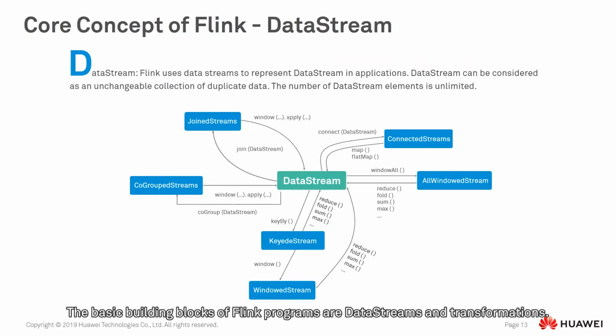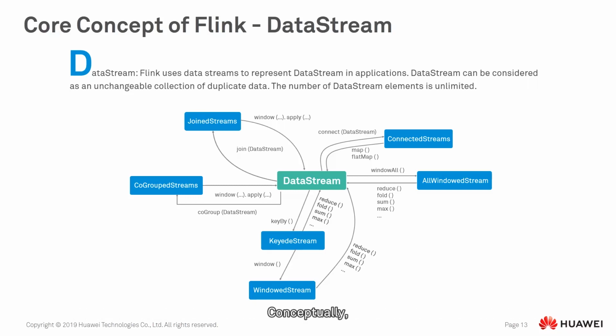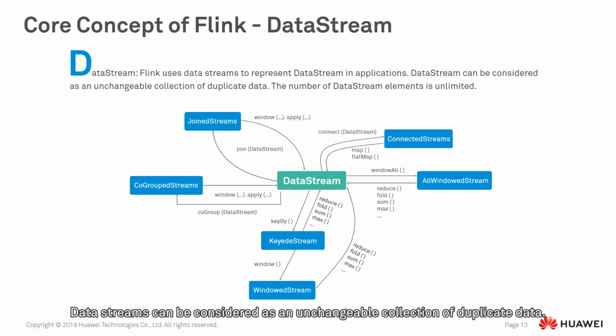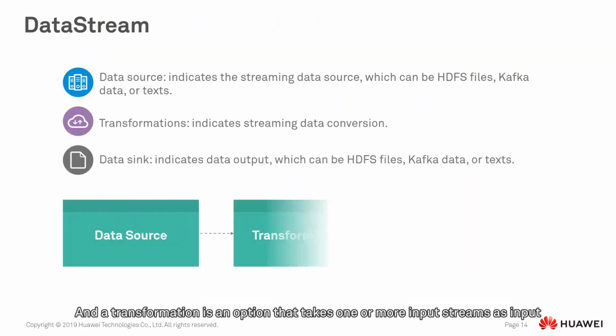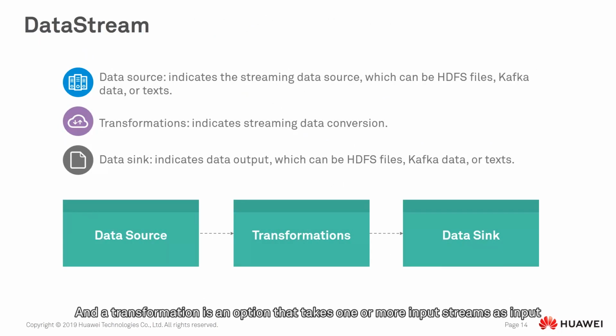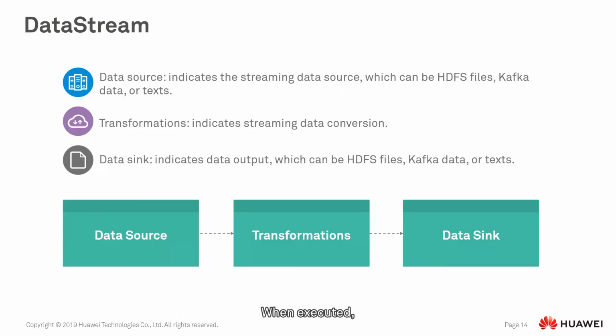The basic building blocks of Flink programs are data streams and transformations. Conceptually, a data stream is a flow of data records. Data streams can be considered as an unchangeable collection of duplicate data. And a transformation is an operation that takes one or more streams as input and produces one or more output streams as a result.